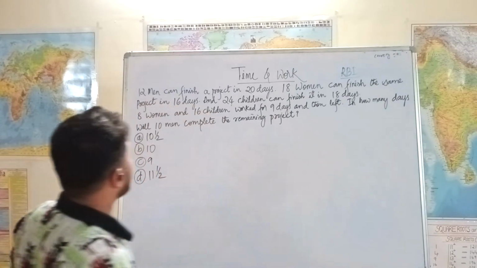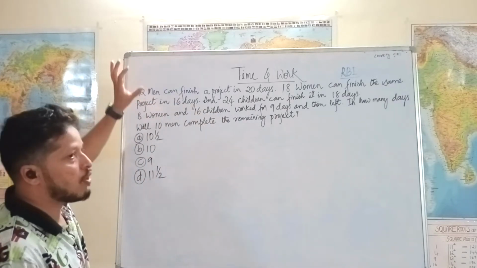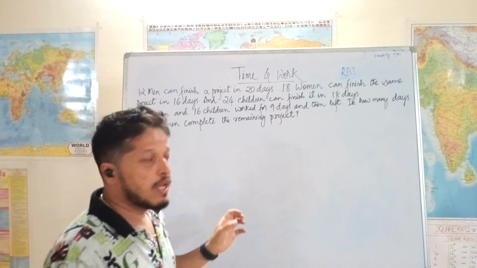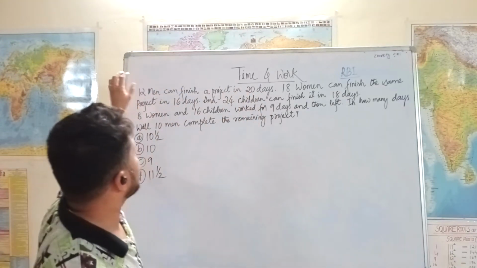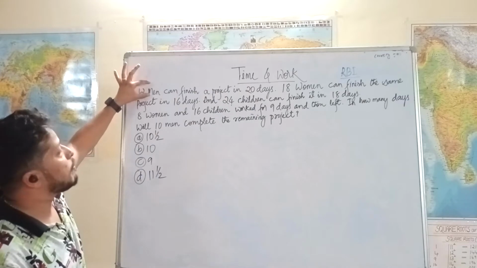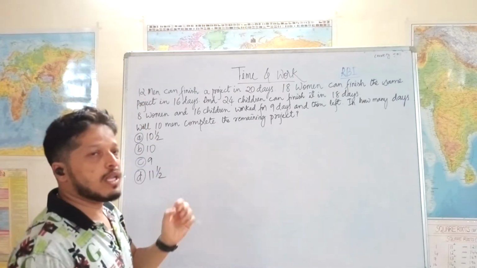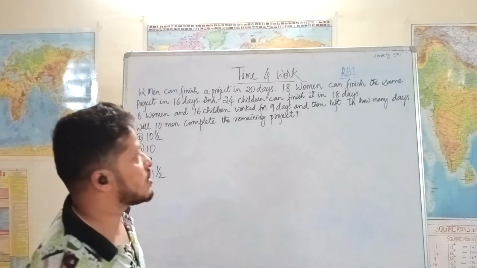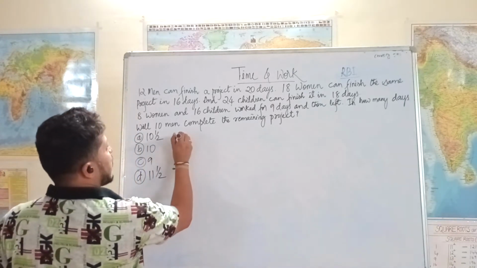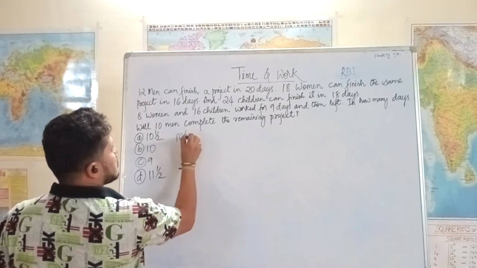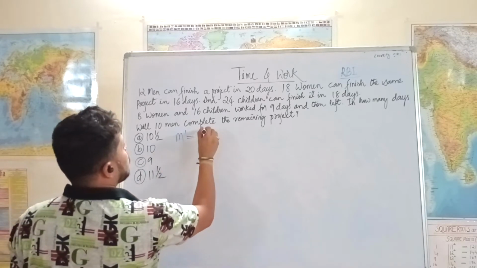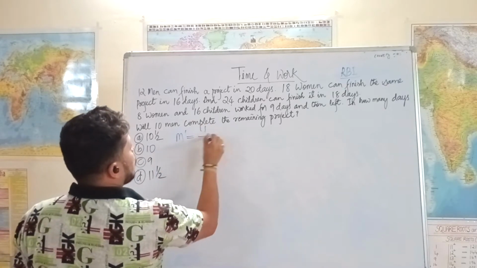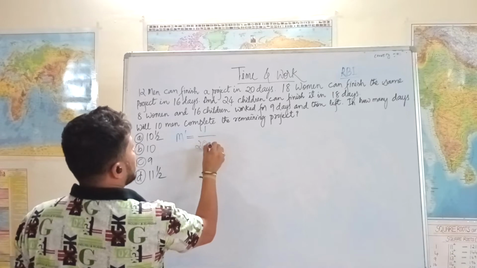Now, first let's find the individual efficiency of men. What do we mean by individual efficiency? 12 men can finish it in 20 days, right? So we need to find out how much work one man can finish in one day. That is a man's efficiency. Let's write it as M dash. One man's one day's work is M dash. That can be found by 1 by 20 into 12.